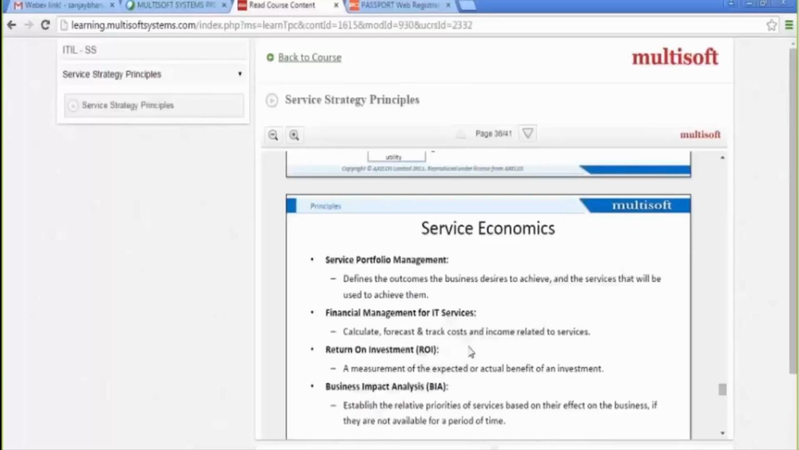So service economics comes under what? Is it a general topic or does it come under something? Yeah, it's a general topic. It's not under anything, so it's general. What are the service economics we have, right? Then business impact analysis. Establish the relative priorities of services based on their effects on the business if they are not available for a period of time. BIA, right? Business impact.